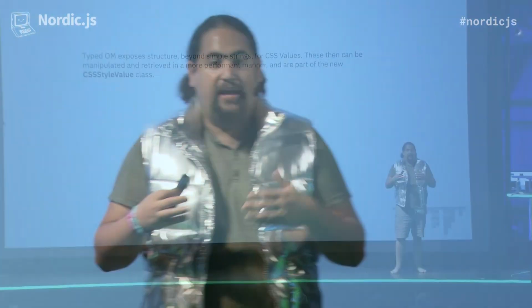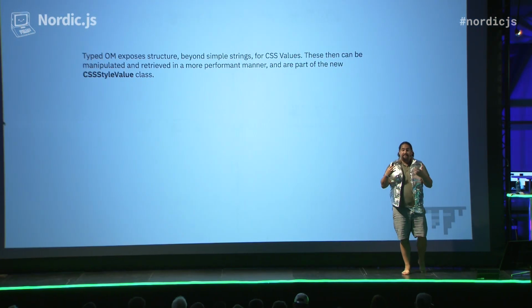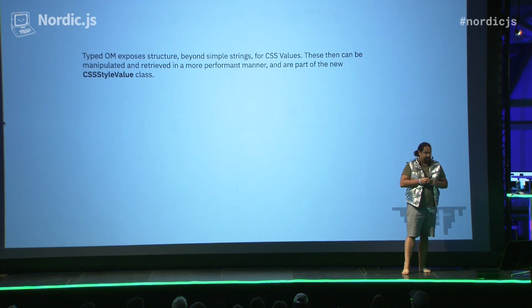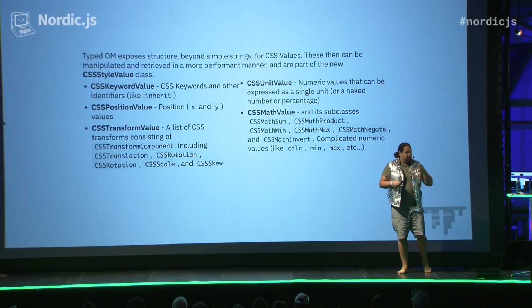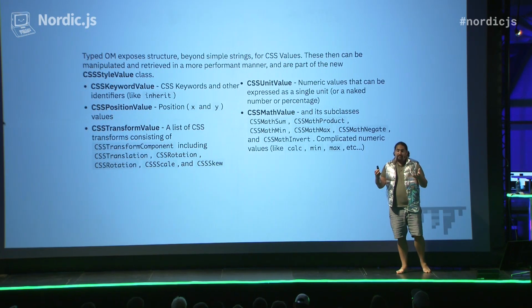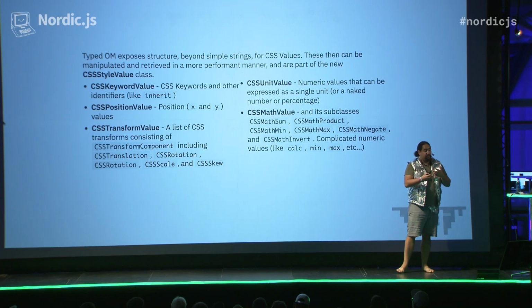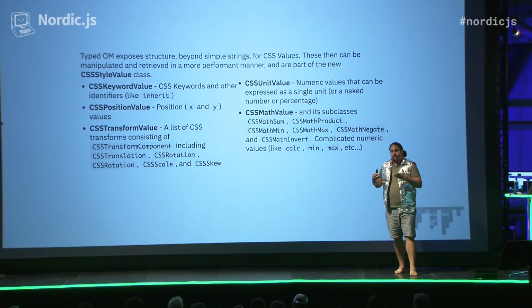The typed OM is a structure that provides CSS values that we can use above and beyond just the strings that we have today. It provides this new superclass, CSS style value, and a bunch of subclasses, like keyword value, position, transforms, units, and math. All of these together give us an actual structured way of thinking about and working with our CSS units, again, above and beyond just strings.